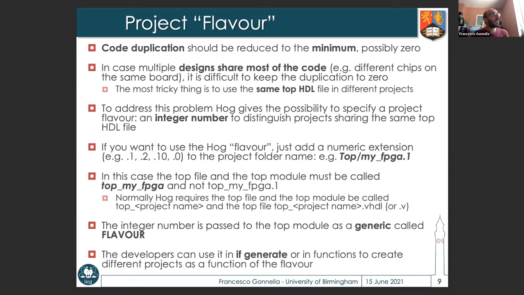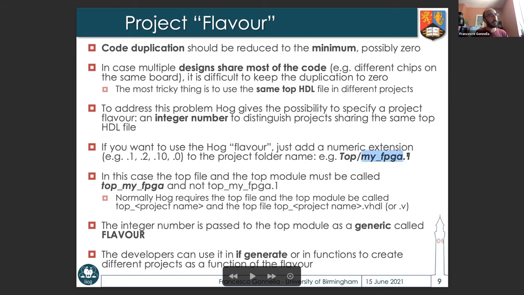So a feature that I'm going to talk about now is the project flavor. It's a nice idea that we had on Hog to avoid code duplication and to allow you to reduce it to the minimum, possibly zero, because in VHDL it's often difficult not to copy and paste. So this feature allows you to have different projects, for example, different FPGAs on the same board, to have these different projects sharing exactly the same files. All the files are the same, even the top file. And the differentiation between the various projects is done on the basis of an integer number that is called flavor, and that's how you do it.